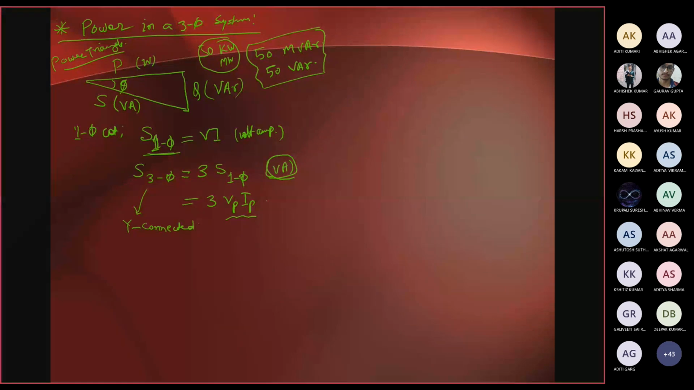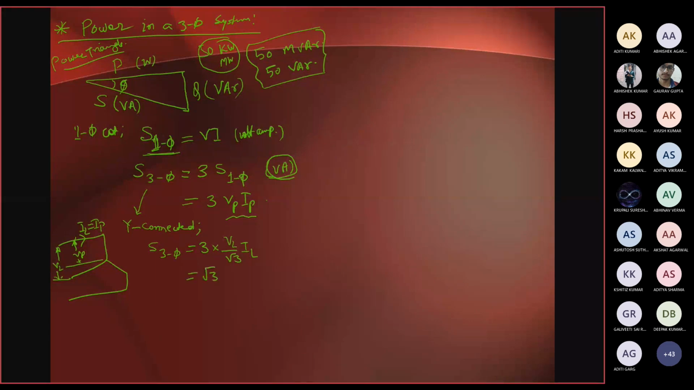So for a star connected system, suppose if the three phase circuit is first of all star connected, then S three phase, means total apparent power in a three phase circuit, will be 3 times VP IP. If we express VP in terms of VL, then VP is VL by root 3, and IP is equal to IL in a star connected system. We have already discussed these things. This is your VP and this is your VL, and IL is equal to IP. So simply root 3 times VL IL.